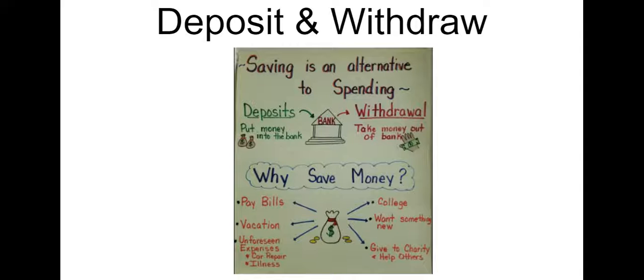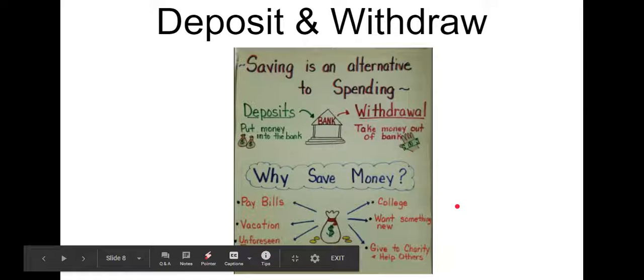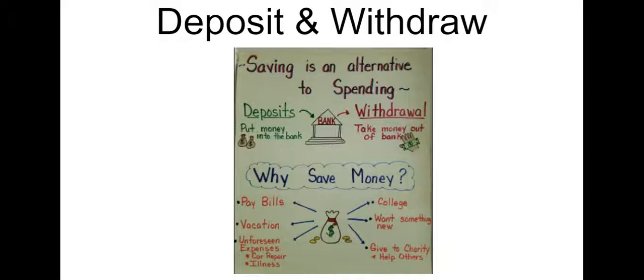All right, so at the bottom here, this just has some examples of why you may save money. Why would you make deposits, withdrawals, and all of those things? One of the reasons you may save money or try to save money is for unseen expenses. Cars, unfortunately, break down. Things happen where you have these extra payments and bills to pay.